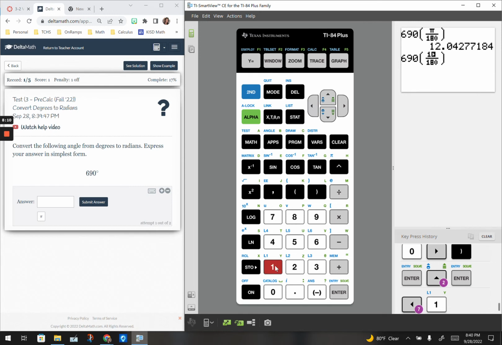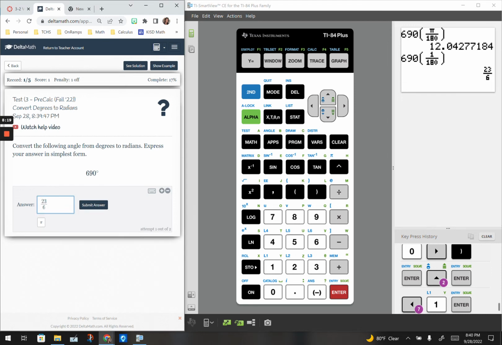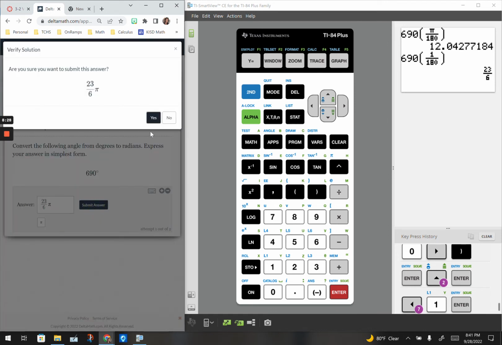I'm going to come to Delta Math and type 23 over 6. And then I'm going to insert the pi by typing pi, or you can click here. By the way, you can type pi here. And I should be good to go. That's it. That's all you do every single time.